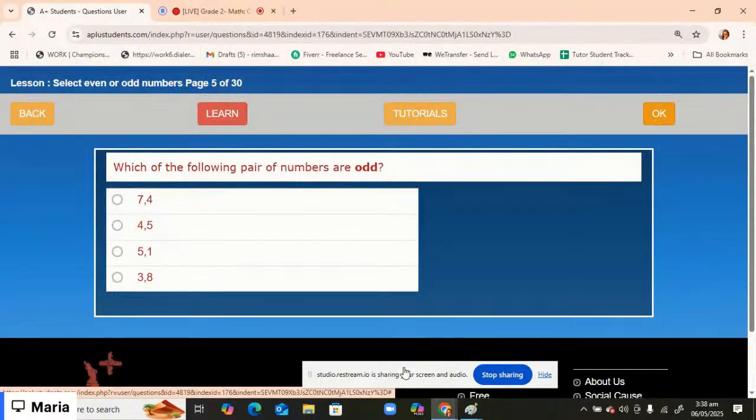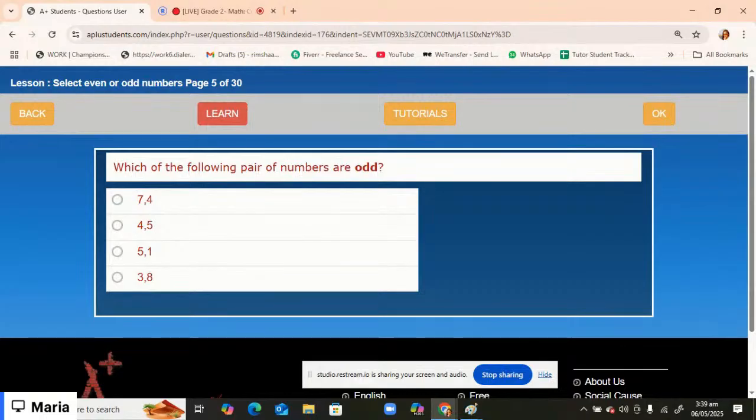Now these are again the single numbers. Which one are odd? 7. 7 is odd, but 4 is even. So this is not the option. For option B, look, this is 4, which is even, but 5 is odd. So this is also not the option.